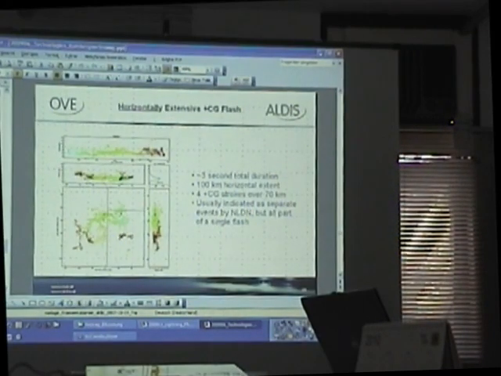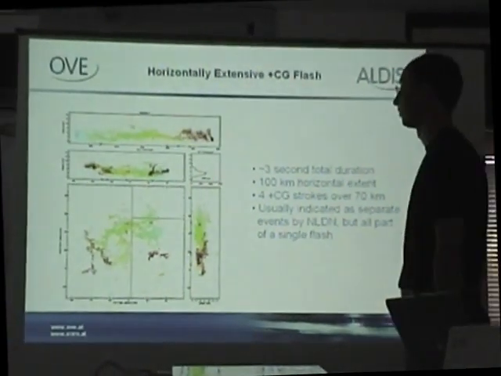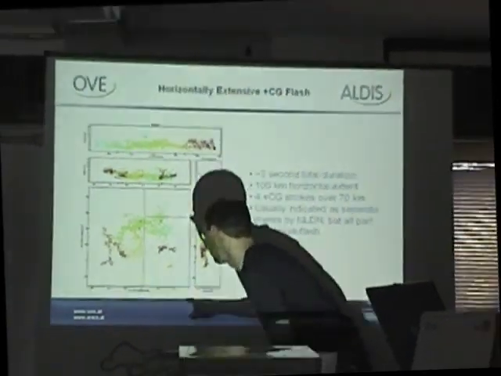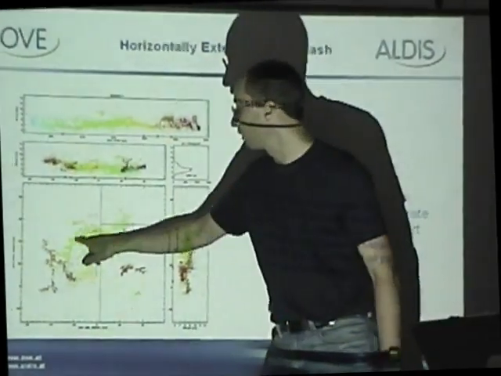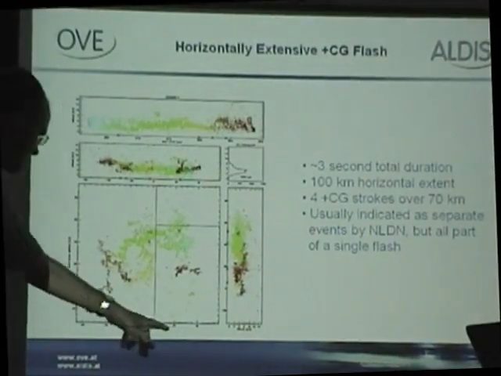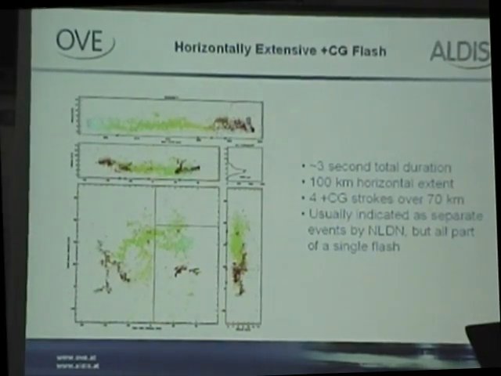This is very impressive. It's a very, very big discharge in the Great Plains in the US. You see here that the horizontal extent is more than 100 kilometers. 40 kilometers, and this is 40, 50, that's 100. And I think it lasted more than 3 seconds. So it's very, very big.